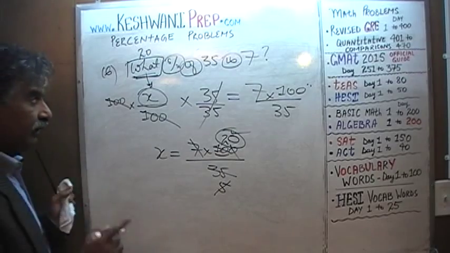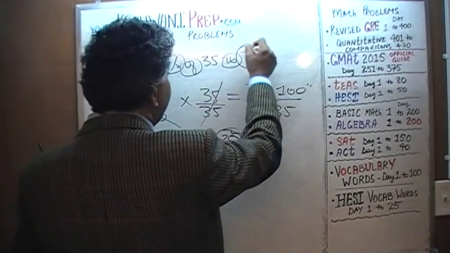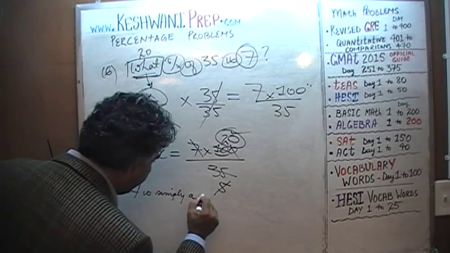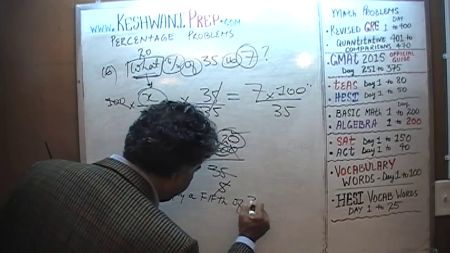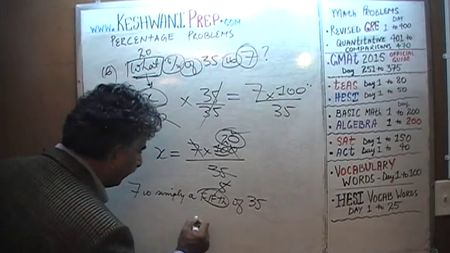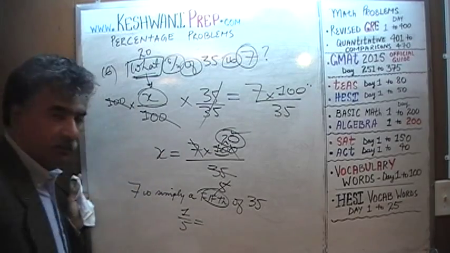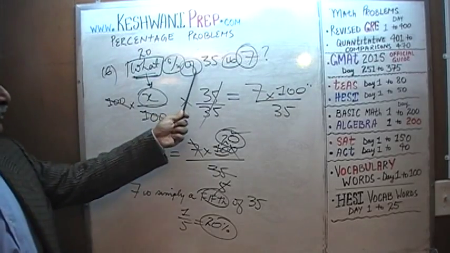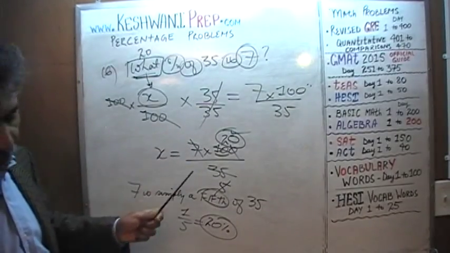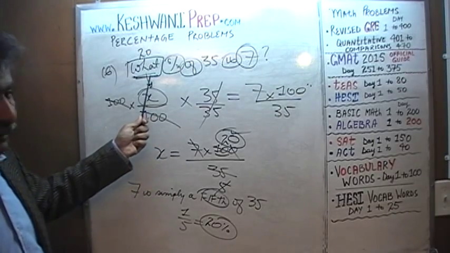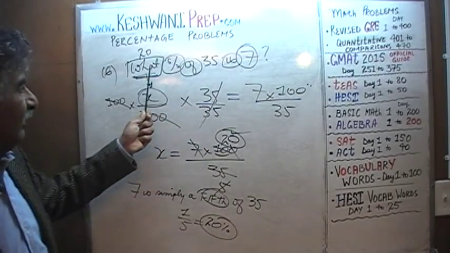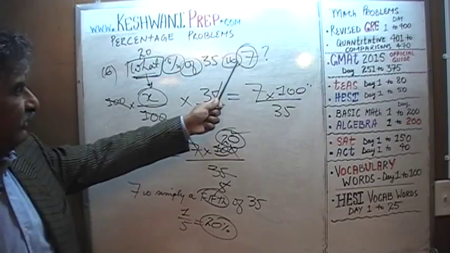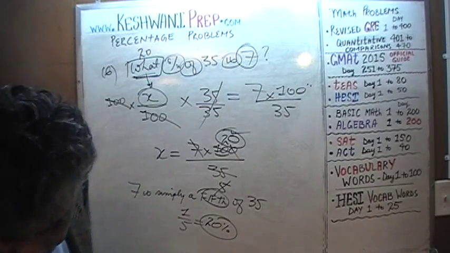We didn't have to do any of this mumbo jumbo if we were able to see right away that 7 is simply a fifth of 35, and a fifth of any number is simply 20%. The question was, what percentage of 35 is 7? It's a very awkward way of asking the question, but that's exactly what it is. The answer is 20% of 35 is 7, because 20% of 35 is a fifth of 35, and a fifth of 35 is 7, which makes perfect sense. Number 7.